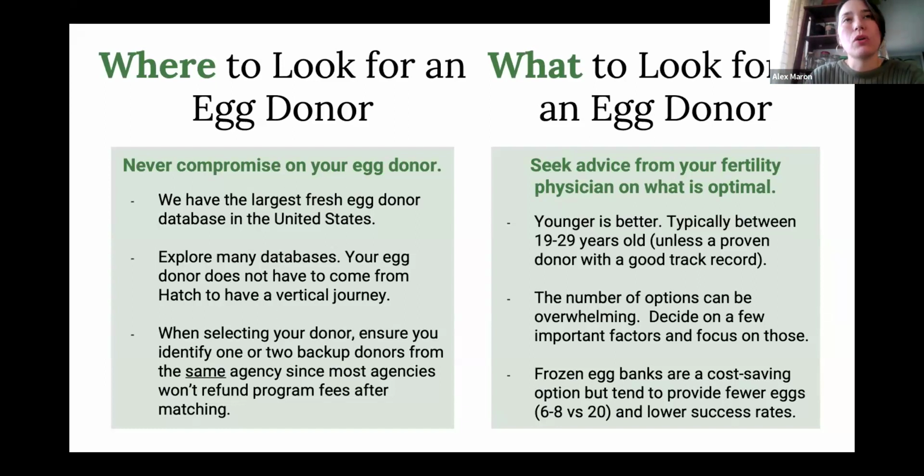When you compare that to a frozen cycle through an egg bank, they usually do cohorts or lots of 6 or 8 eggs. That's usually what you're limited to, unless you get multiple lots. But at that point, you are spending, if not more, than just doing a fresh cycle. So that is one thing you have to consider: overall, how many eggs or embryos you're going to end up with. A pro is that it's faster.